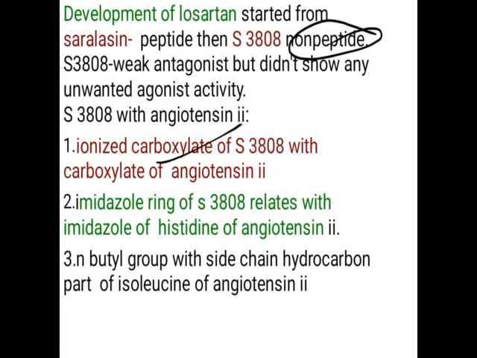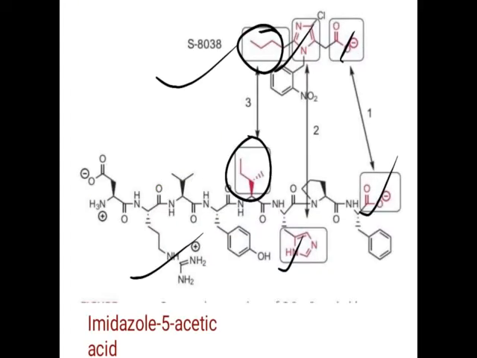So these are the three: the carboxylate, the imidazole ring, and the N-butyl group. These are the three parts majorly present in S3808, which were complementary to and showed a similar kind of structure to that present in angiotensin 2. So from saralasin came S3808. Now what did they do? S3808 is a weak antagonist, but it has a similar kind of structure to that present in angiotensin 2. So they started to develop a drug with a similar structure to S3808.